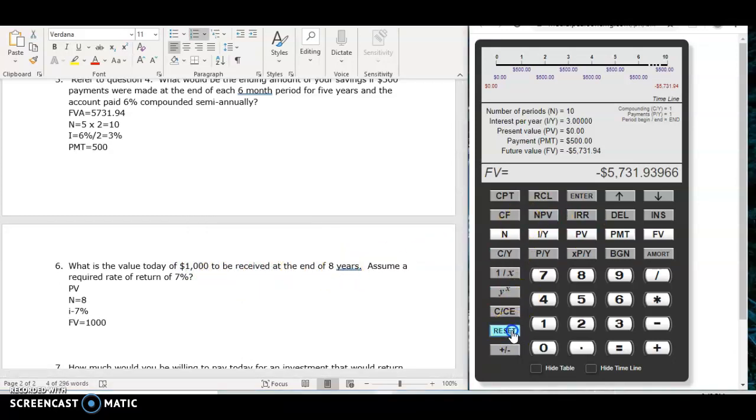All right, so let's key that in. We have 8N, we have 7I, we have 1,000 as our future value, and we're going to compute that present value. So we'd have to put in 582.01 to get $1,000 in 8 years if we let that 582.01 sit there for 8 years earning 7%.